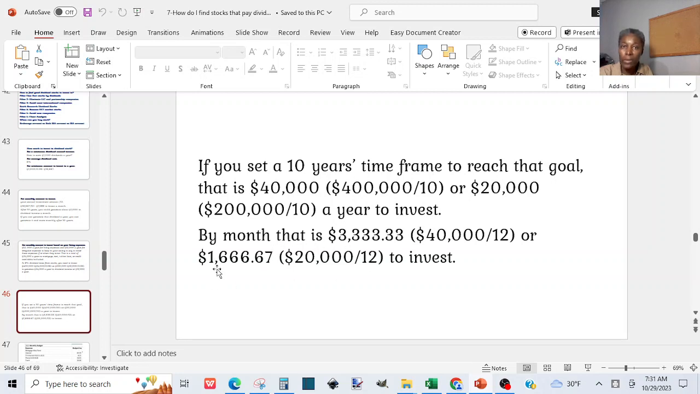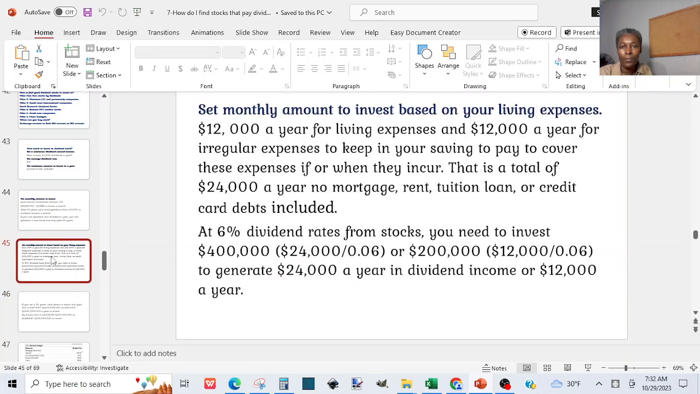And that's $1,667 you need to invest a month, in 6% or so dividend stocks, and do that for 10 years to generate $12,000 a year in dividend income.